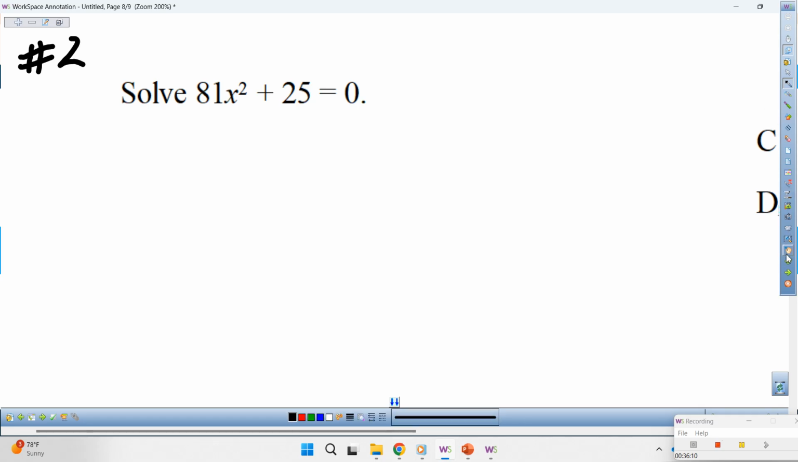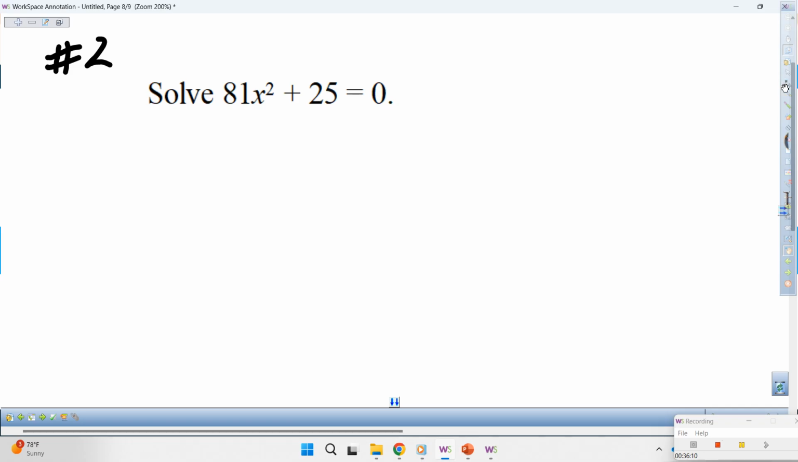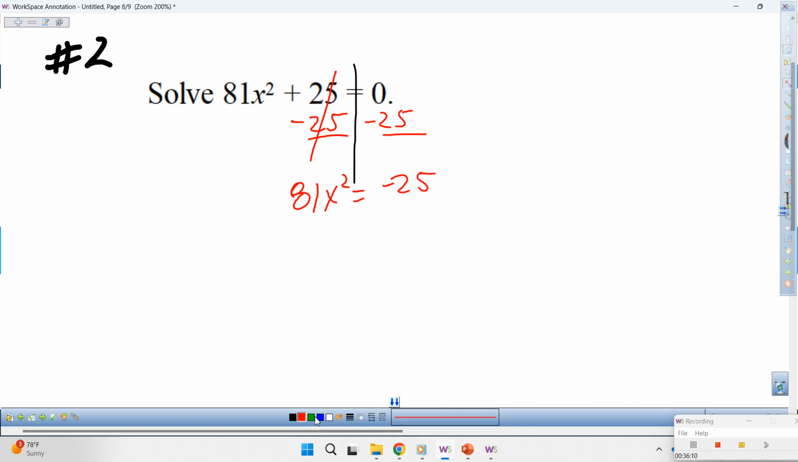All right, and once again, what is the easiest method that we use, everyone, to solve quadratic equations? Easiest method is what? Square roots, yes. So therefore, we need to get rid of that 25, so we subtract 25. Subtract 25. We're left with 81x squared equals negative 25. What's my next step?